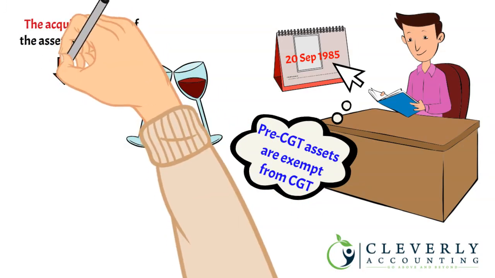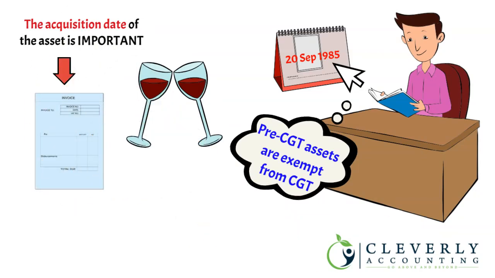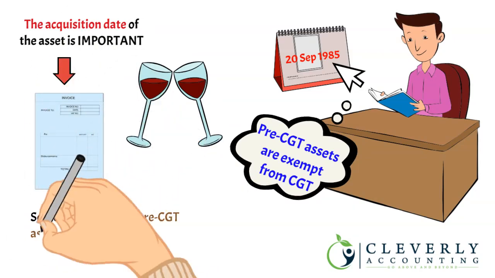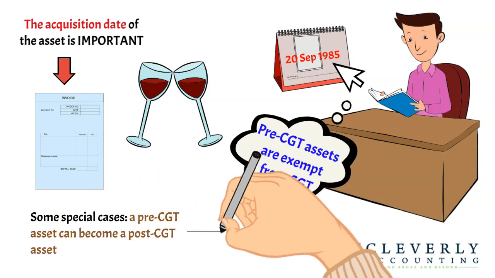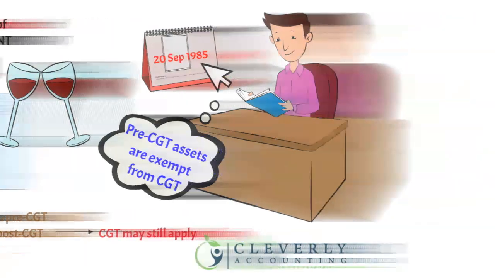The acquisition date of the asset is therefore important in determining whether CGT is applicable. In some special cases, a pre-CGT asset can become a post-CGT asset, which would then be subject to the CGT provisions.